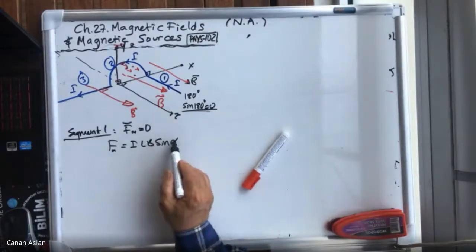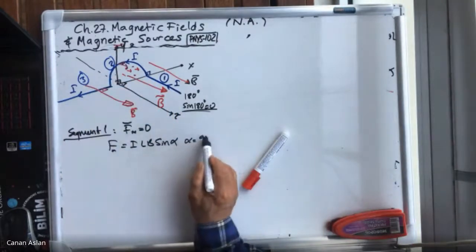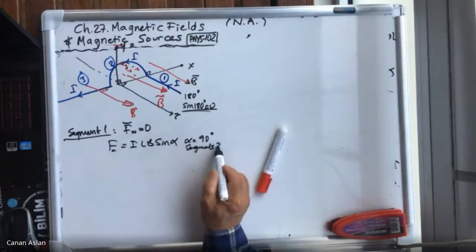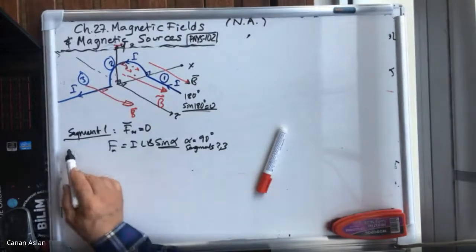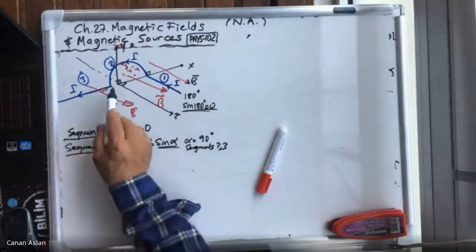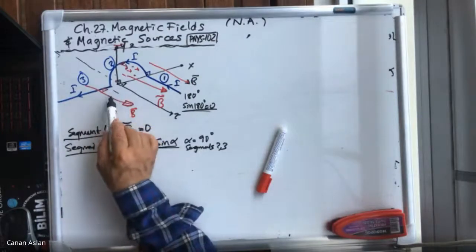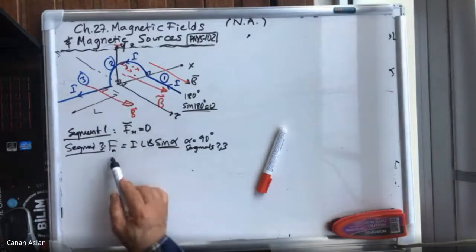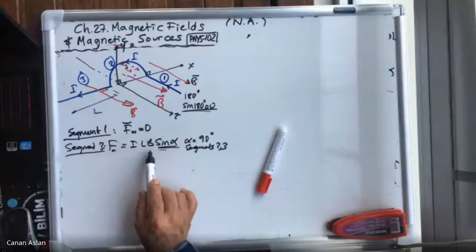So don't forget we are using this, but for region 2 and region 3, alpha is 90 degrees for segments 2 and 3. So we don't have any alpha dependence here. So for segment number 3, for instance, it's very straight one. It's simple. It's just I L B, L being this length. Okay, this length is L, let's say. So the total force on this segment 3 is going to be in y direction.